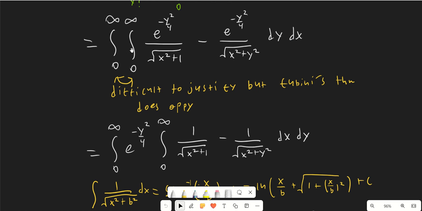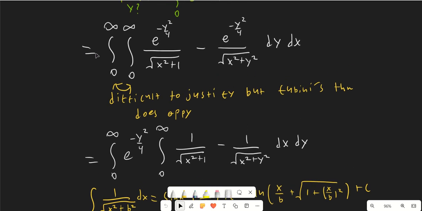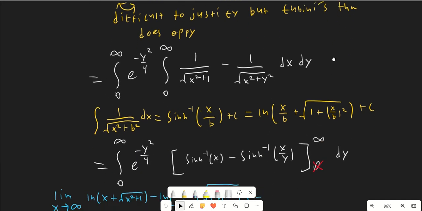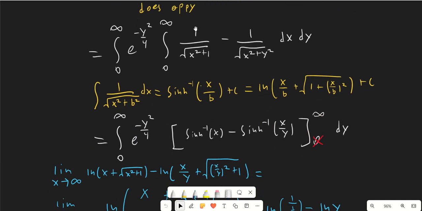Now, this is a very difficult flip to do, and I'm not going to go through all the math required to show that we can interchange these integrals, but we can use Fubini's theorem here. It's just very, very nasty to apply. Sorry, I kind of misspelled that there. But essentially, we're going to interchange the integrals, and then we're going to factor out e to the negative y squared over 4, because this is a constant when we're integrating with respect to x. So we'll get the integral from 0 to infinity of 1 over square root x squared plus 1 minus 1 over square root x squared plus y squared dx dy.